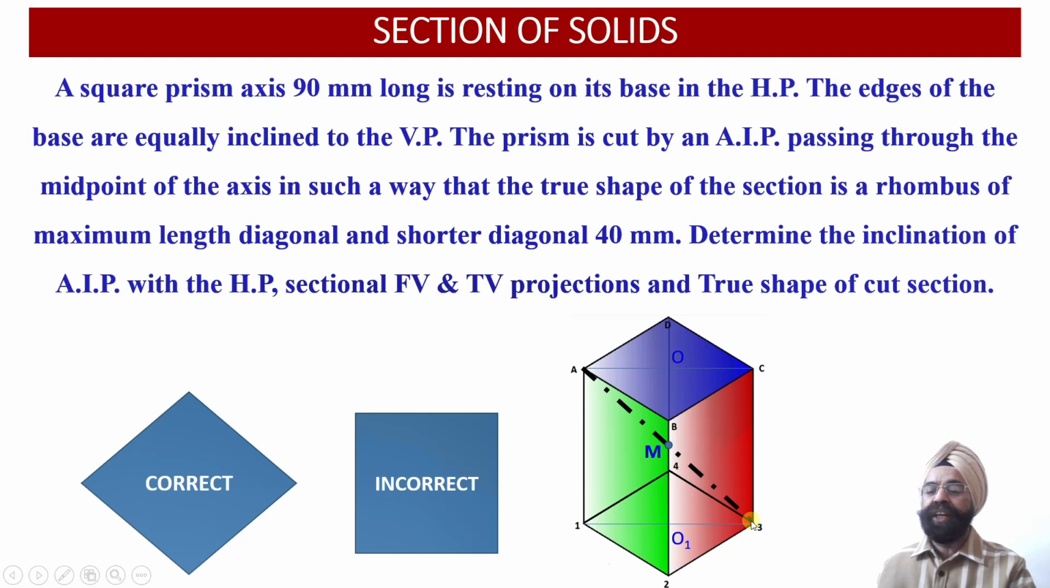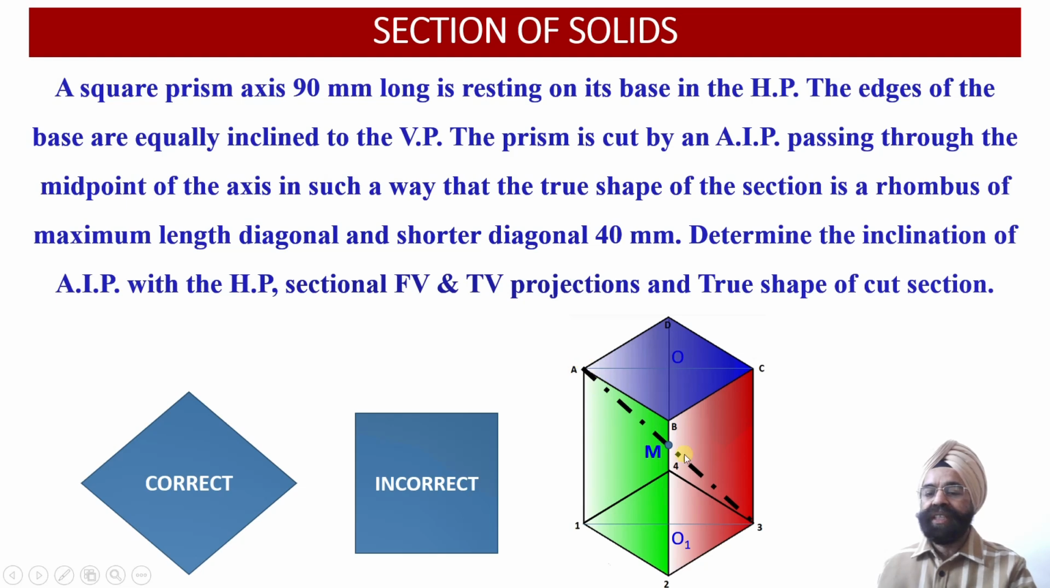And another thing we need to remember is that if the cutting plane passes through these 2 points alongside the vertical edges A1 and C3, then whatever rhombus we obtain onto the auxiliary inclined plane, which will be drawn parallel to this cutting plane, the auxiliary plan projection view will be represented as a rhombus having maximum edge length.